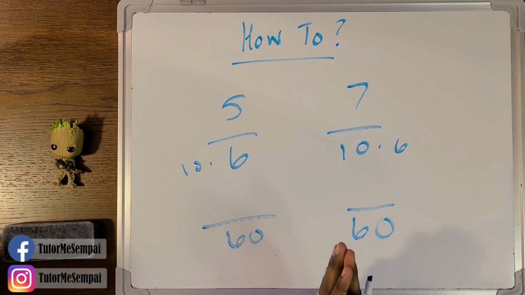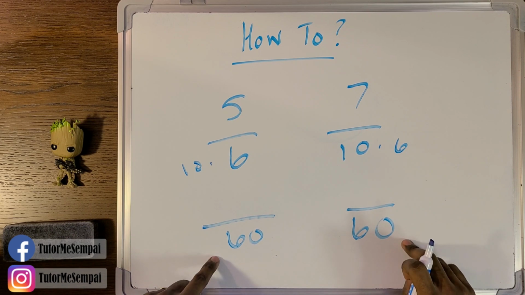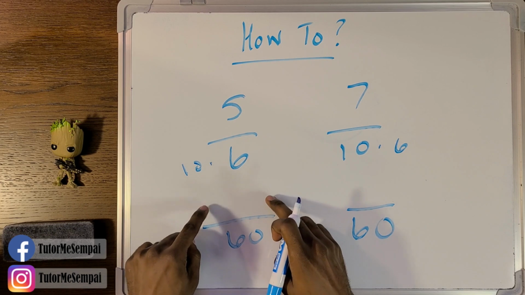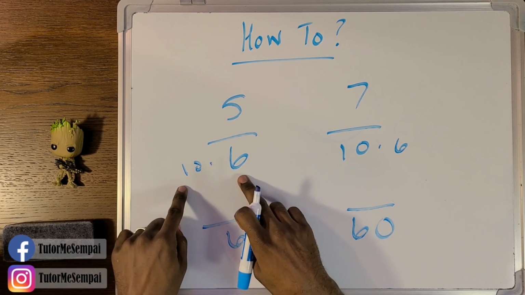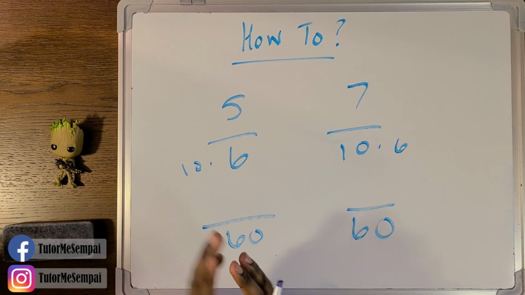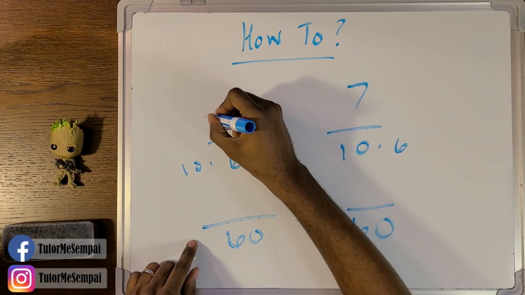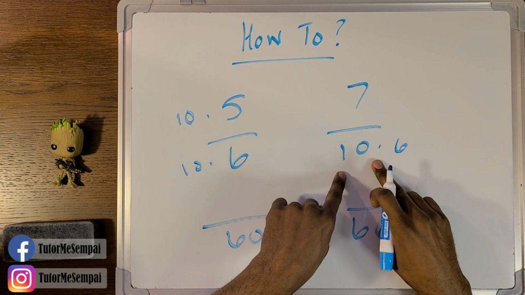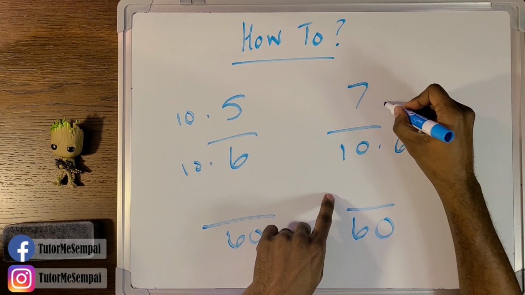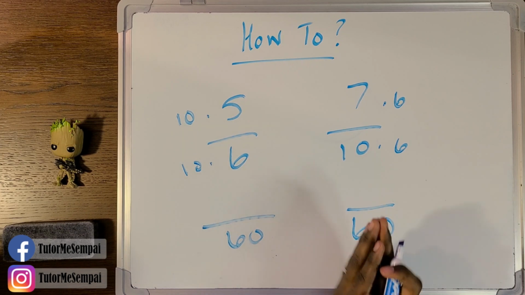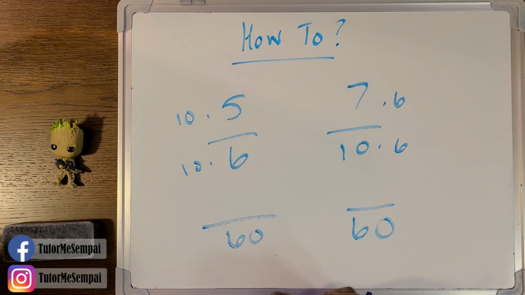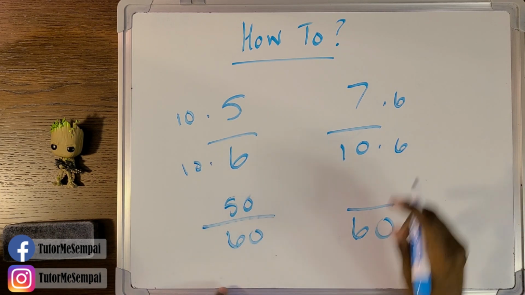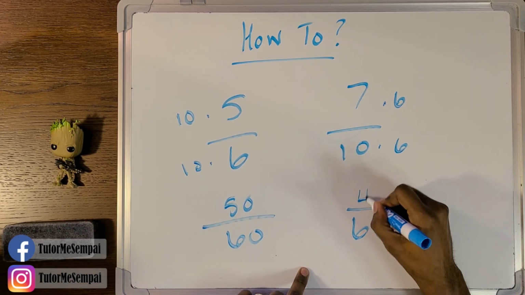Well, we have to make sure whatever we do to our denominators, we also do to the numerators. And a numerator is going to be the top part of your fraction. So in this case, we multiply the denominator by 10, so we have to make sure we do the same thing to the numerator. We're going to multiply the numerator by 10. In this case, we multiply the denominator by 6, so we have to make sure we do the same thing to the numerator, multiplied by 6. And when we do that, we get 5 times 10 gives us 50. And we have 7 times 6 gives us 42.